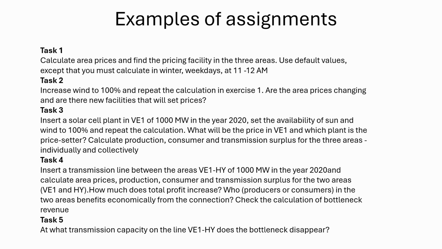In task 3, you should build a solar cell plant in VE1 of 1000 megawatt in year 2020, and then you should set the availability of sun and wind to 100% and repeat the calculation. Then you should calculate the price in VE1 and which of the units will be the price setting unit.